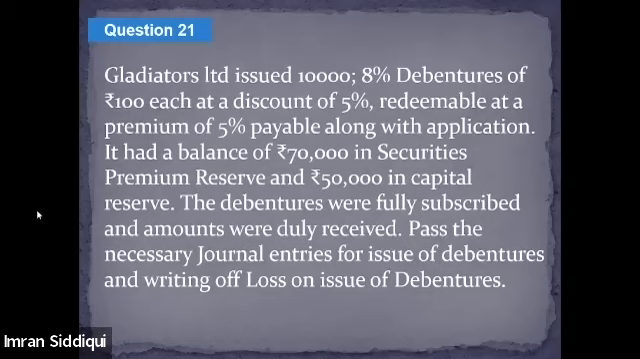So basically, a maximum of 70,000 can be written off from the security premium reserve, and the remaining amount, that is 80,000, needs to be transferred to the profit and loss account. Is that correct as well? No, sir, I haven't done this. You haven't done this? No. So are you able to understand this? Yes, sir. Now it's clear.